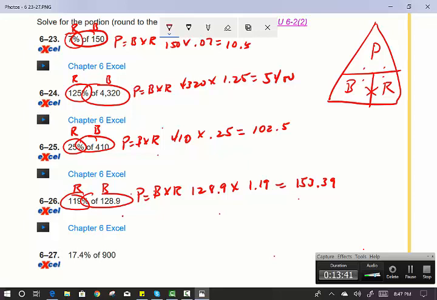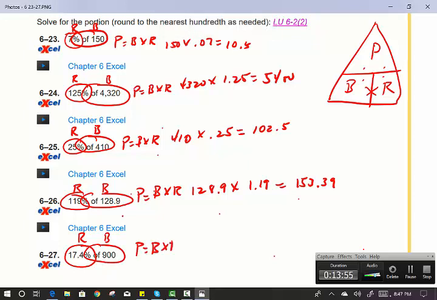Then number 27, the number associated with the percent figure is the rate. The number that follows percent of is your base. Again, we're solving for the part, which is equal to base times rate, and that's 900 times 0.174 after you move the decimal point 2 places to the left, and then that's going to equal 156.6.